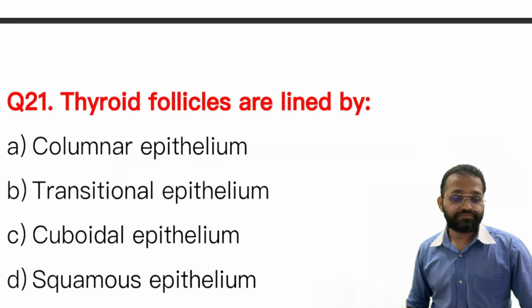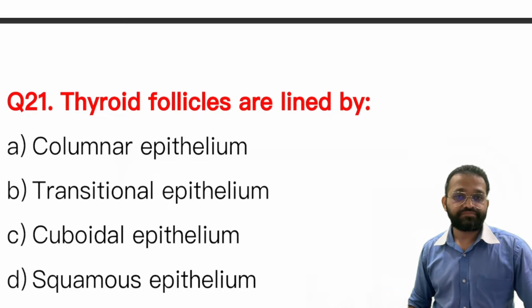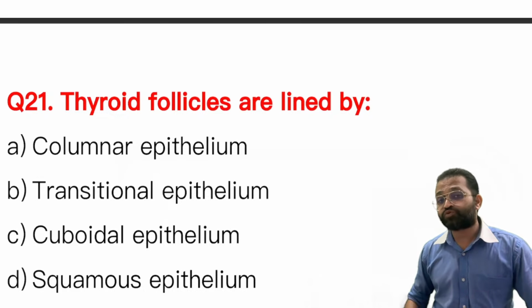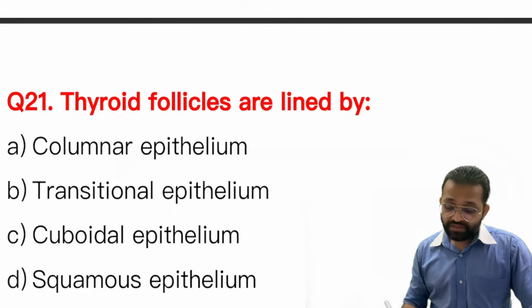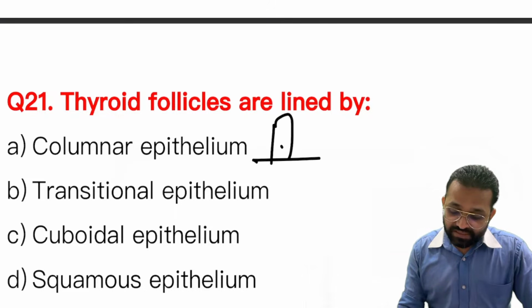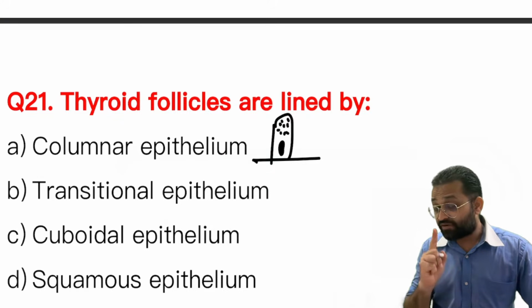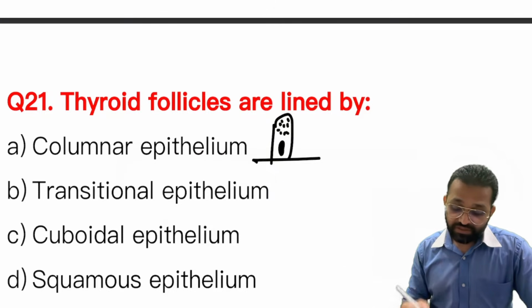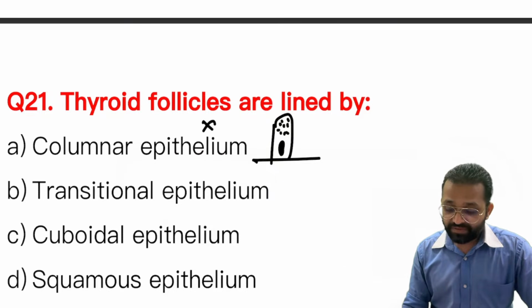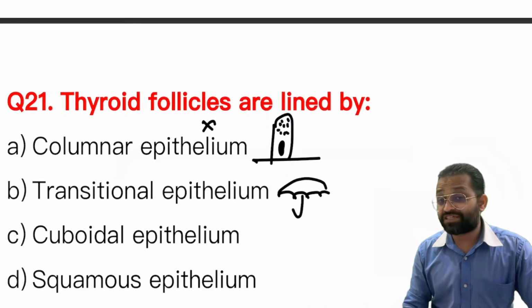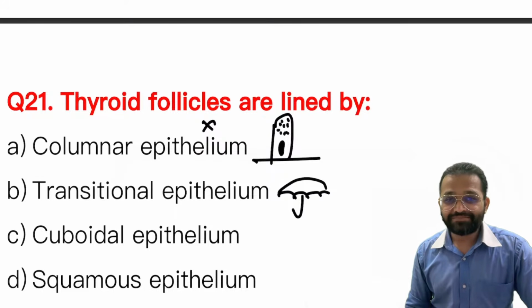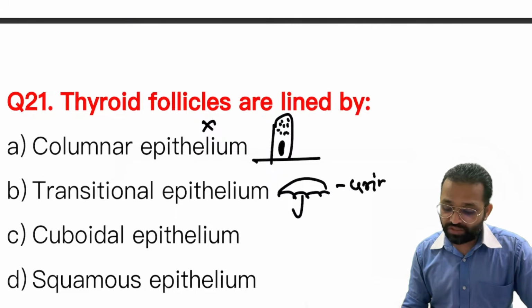What is your answer? Thyroid follicles, they are responsible for the synthesis and secretion. Okay. Sir, columnar epithelium, these cells are having the longitudinal nucleus and they are synthesizing and storing. But the thyroid follicle, they are synthesizing and secreting. So it is not the answer. Sir, transitional epithelium, these are having the umbrella like appearance, and it is found in our urinary tract. Again, it is not the answer.